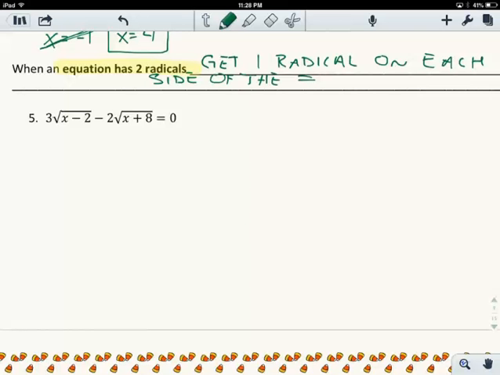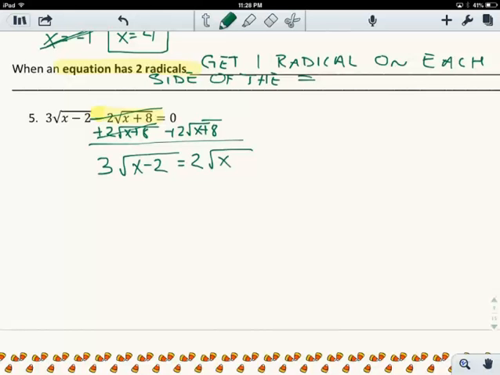So we'll do one quick example here, and then we'll be on our way. We have 3 square root of x minus 2 minus 2 square root of x plus 8. So you want to get one of those to the other side. I'm going to suggest we take this one that's negative and add it. So we're going to do plus 2 square root of x plus 8 on both sides. These ones will cancel because we have a negative and a positive. So we'll be left with 3 square root of x minus 2 equals 2 square root of x plus 8.